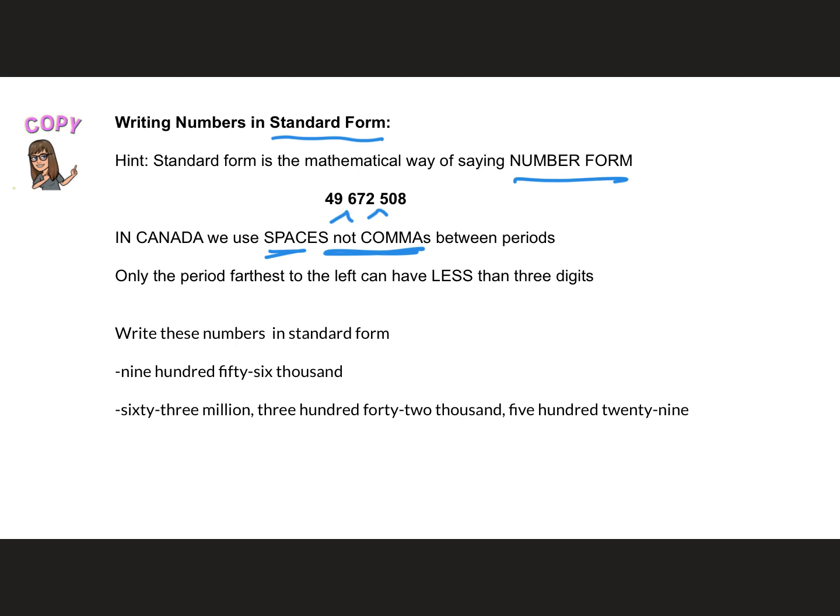Keep in mind, only the period farthest to the left can have less than 3 digits. All others need 3 digits. Sometimes there is a 0 as a placeholder, but it will need to have 3 digits.